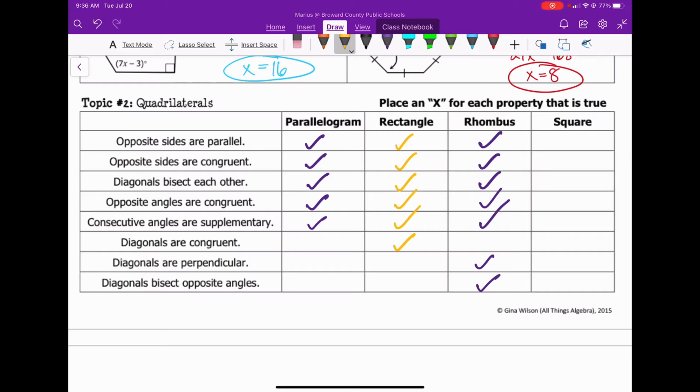So as I said before, it has all of the characteristics of a parallelogram, a rectangle, and a rhombus. So we're essentially going to put a check in all of these. All of these properties apply to a square.